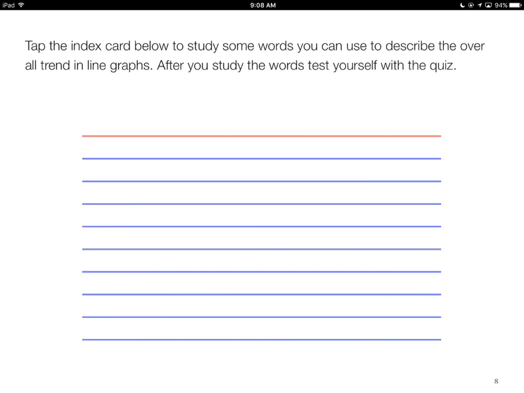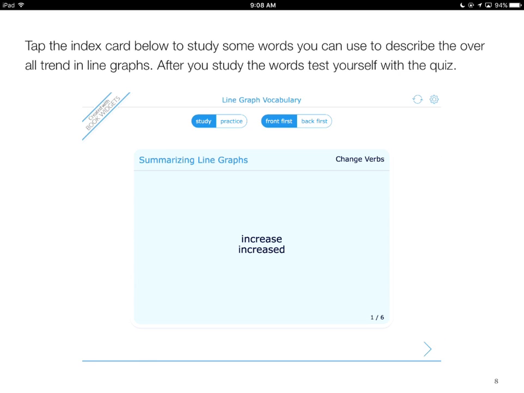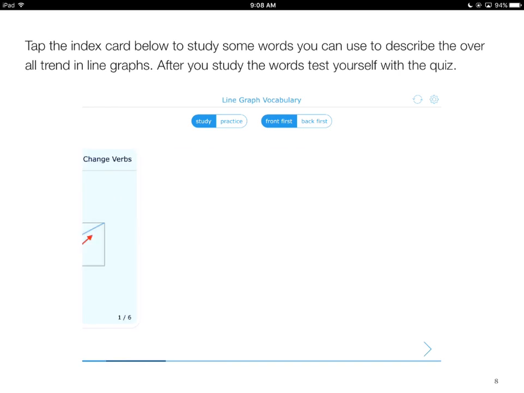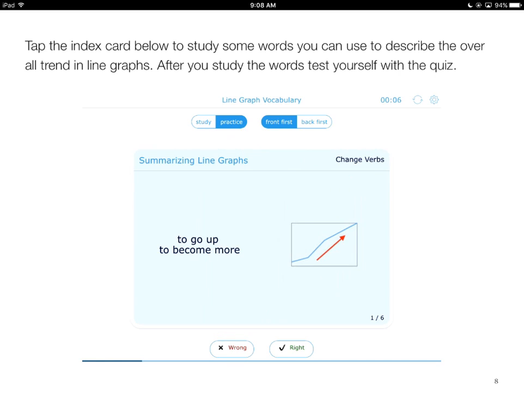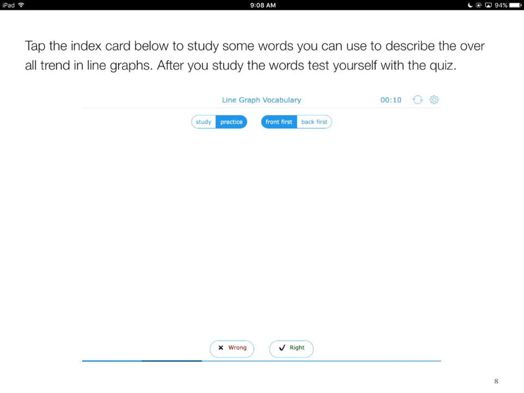Then I want to build their declarative knowledge, some vocabulary they'll need to use to describe line graphs. I built in flashcards, so they're traditional flashcards. On the front is the term, and on the back is a description of the term and an image that reinforces it. There's 2 modes. There's study mode, where they just look at the cards, and practice mode, which allows them to sort of guess themselves and then self-check. If they get it right, they can touch the right button, and if they get it wrong, they touch the wrong button.